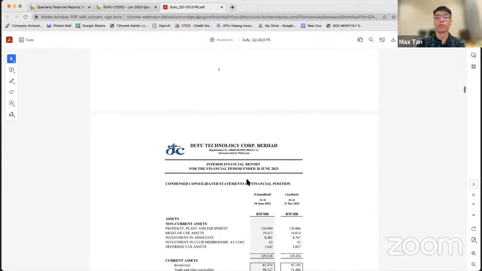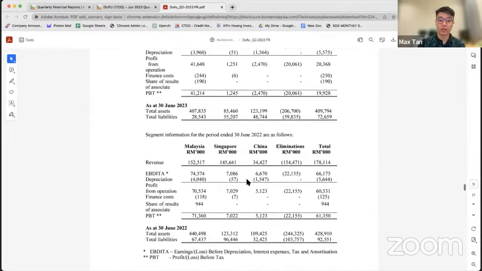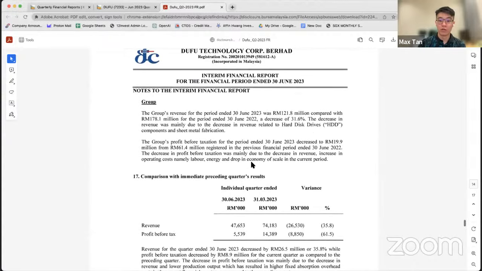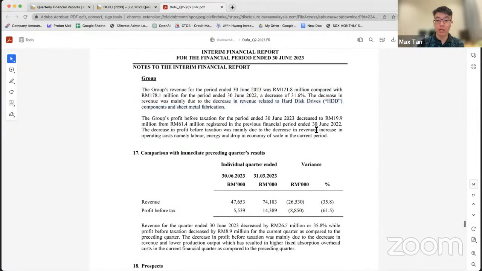So what they'll do next, very simple, go to the explanatory notes of the company, right? Okay. So they will tell you this decrease in revenue is related to HDD components and sheet metal. And they also mentioned that operating costs increased: labor, again, because minimum wages increased, and energy because of the ICPT. I think the ICPT expired. So for all the industrial players, the expenses in terms of energy and utilities increased significantly, and there was a drop in economies of scale.